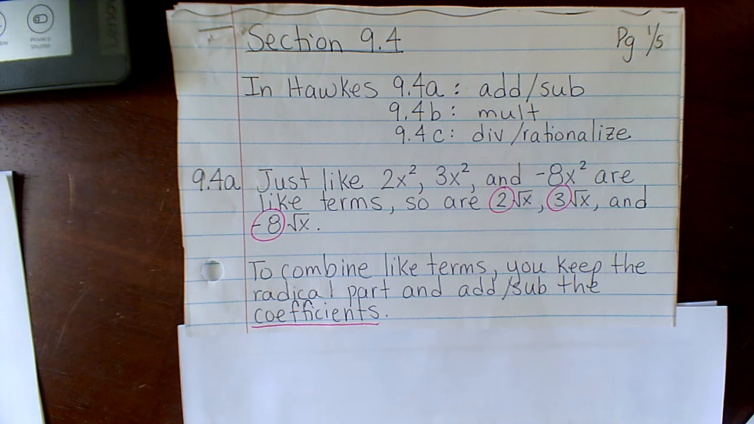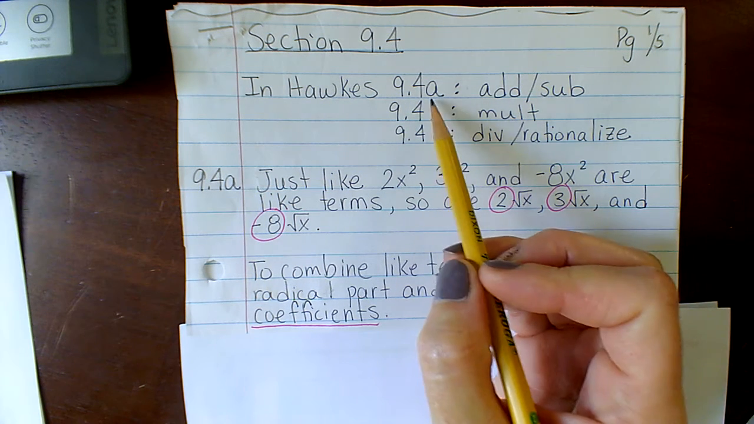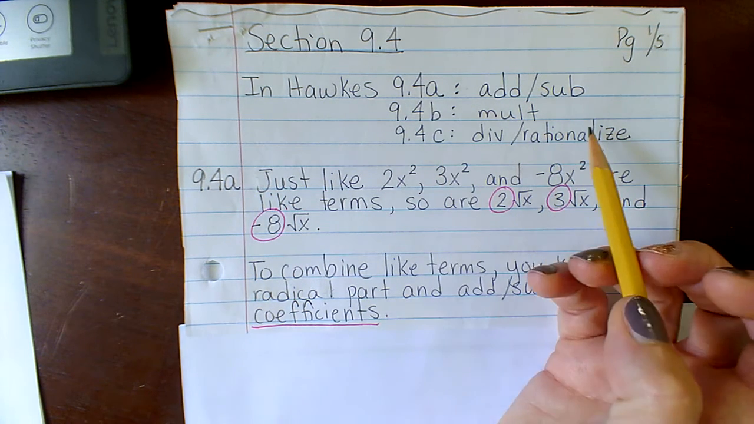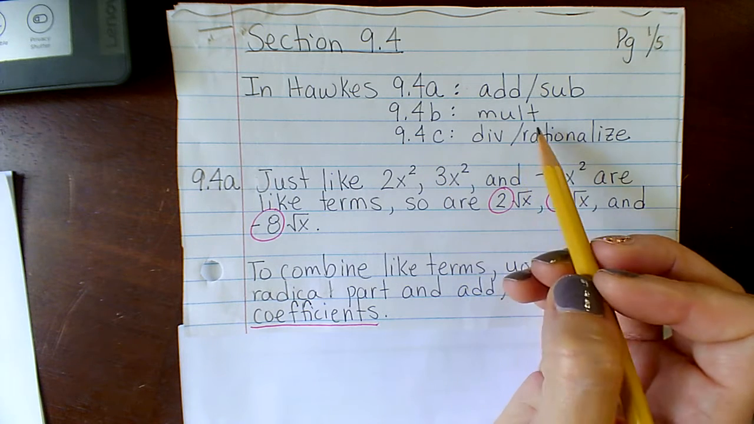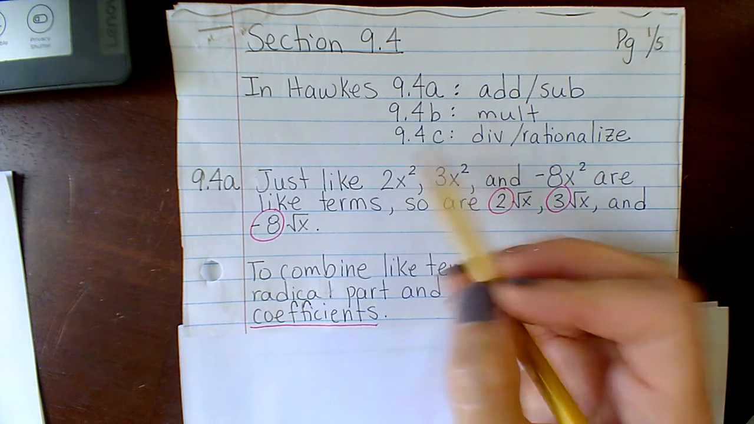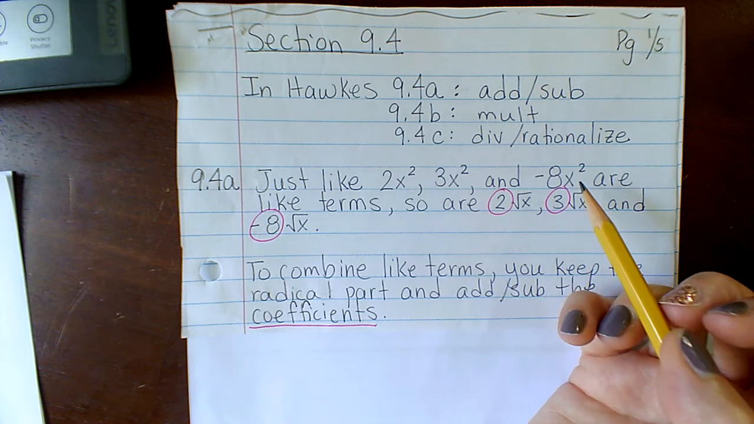So for section 9.4, this one is really, really long. I'm going to break this up just like Hawks does. Hawks breaks this up into three pieces: 9.4a, which is addition and subtraction of radical expressions; 9.4b is multiplication of radical expressions; and 9.4c is division and rationalizing radical expressions.